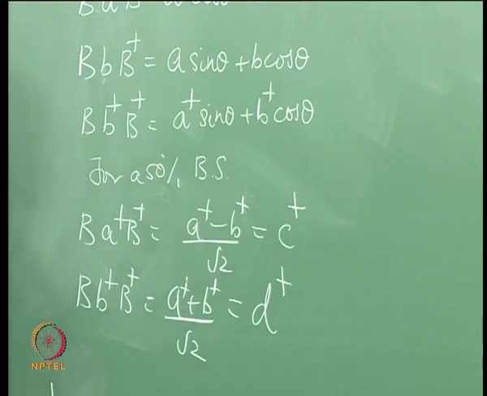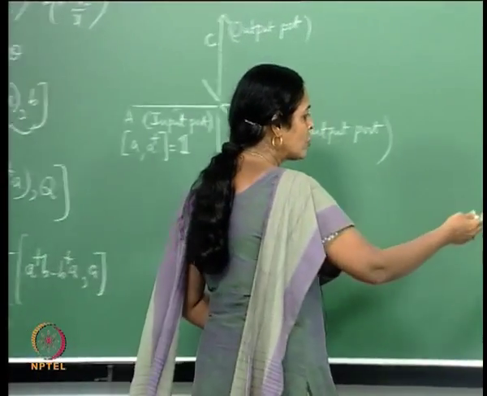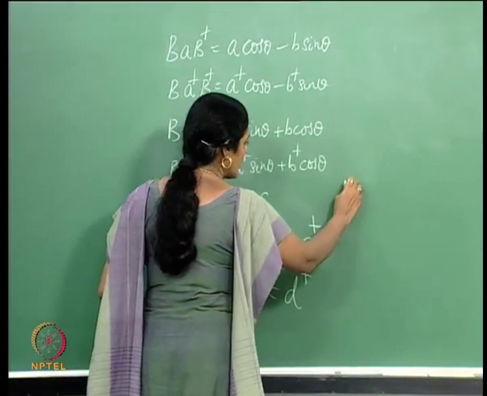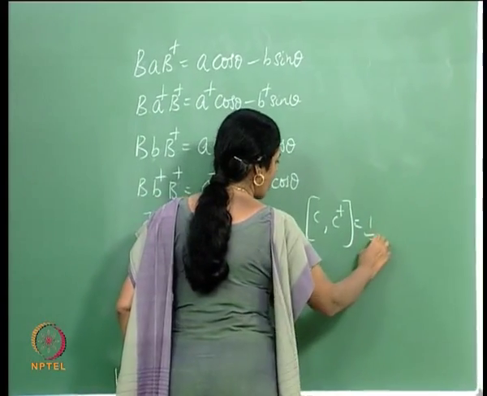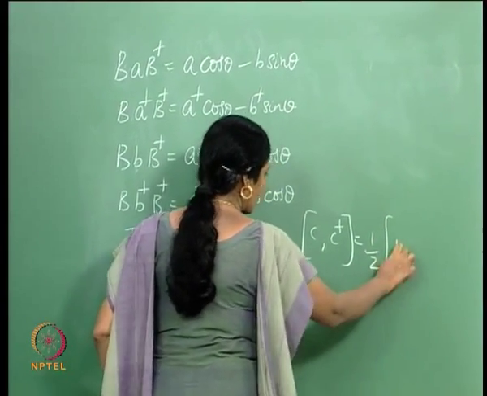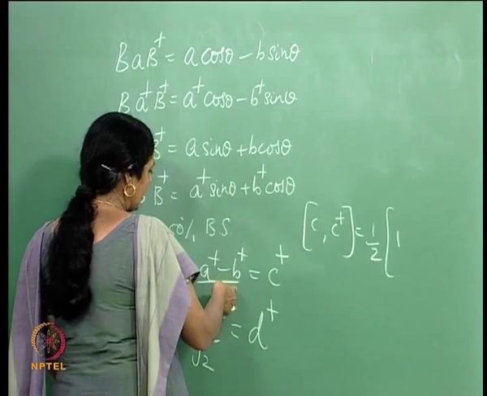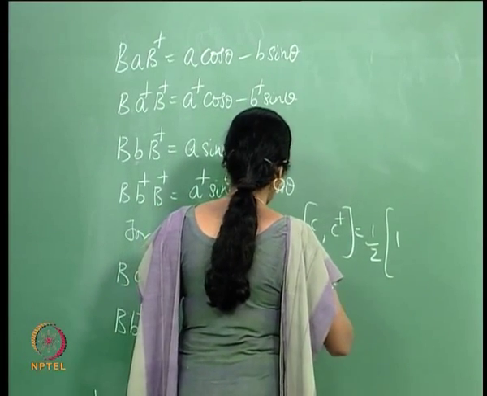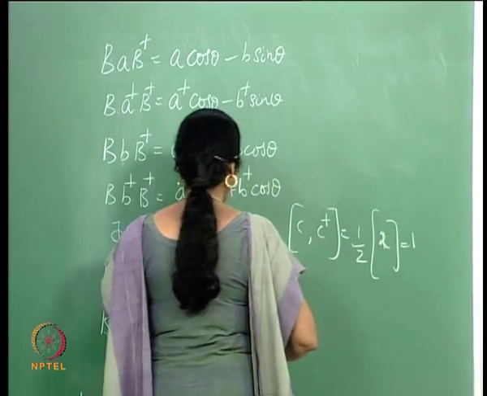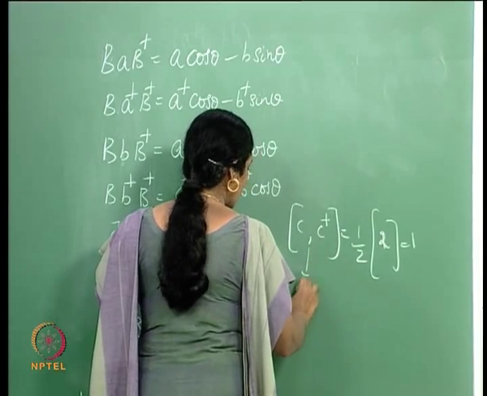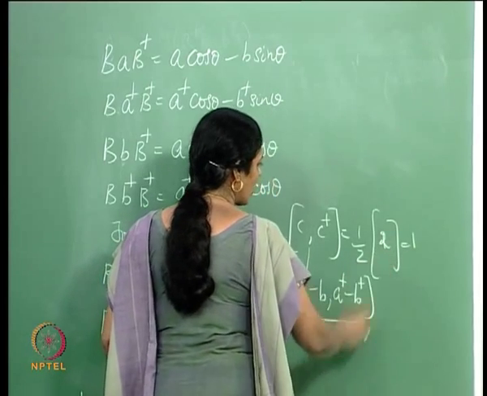Now, it is important to check if indeed we have done a unitary transformation. In the sense, is the algebra preserved? So, I need to check the commutator of C with C dagger. C with C dagger is simply half A with A dagger, which is 1, and then I have B with B dagger, and that object is simply going to give me a commutator 1. So, I have A minus B with A dagger minus B dagger by 2, and that is what I have written there as 1.